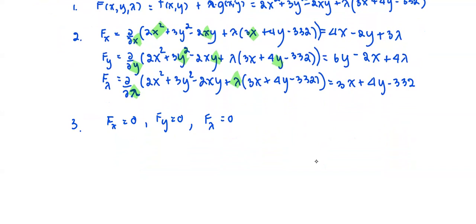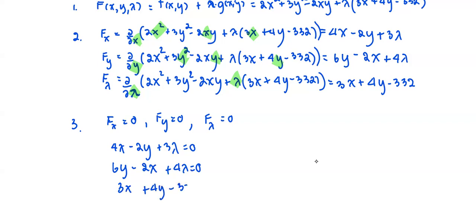So for the first one, which is 4x minus 2y plus 3 lambda equals 0. Second one, 6y minus 2x plus 4 lambda equals 0. And the last one, 3x plus 4y minus 332 equals 0. We're going to solve these three equations simultaneously to find the x and y that are defined.